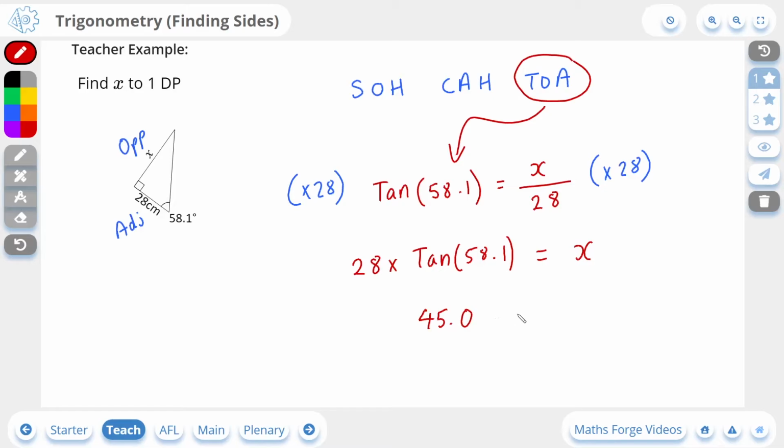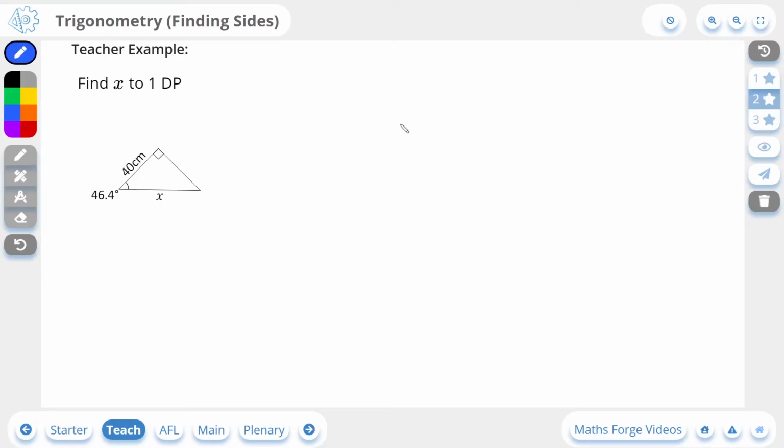45.0 to one decimal place, and this is equal to x. And since we're looking for a side, we're going to give this side here centimeters. And if we check our answer, there it is. Now let's do a 2-star example.